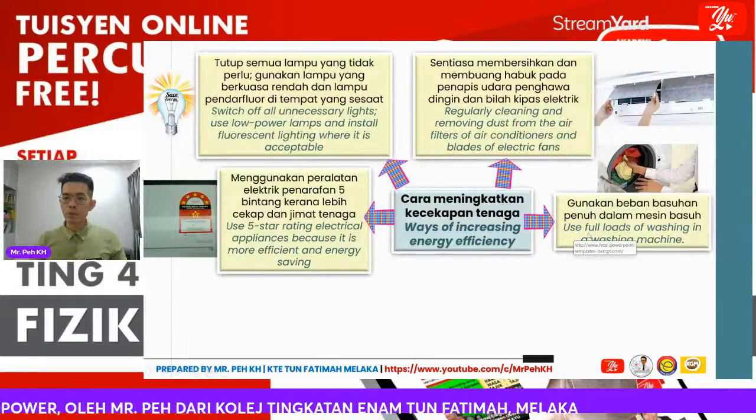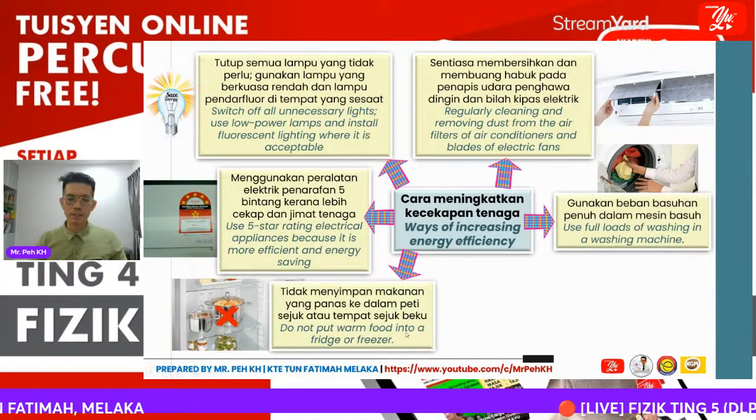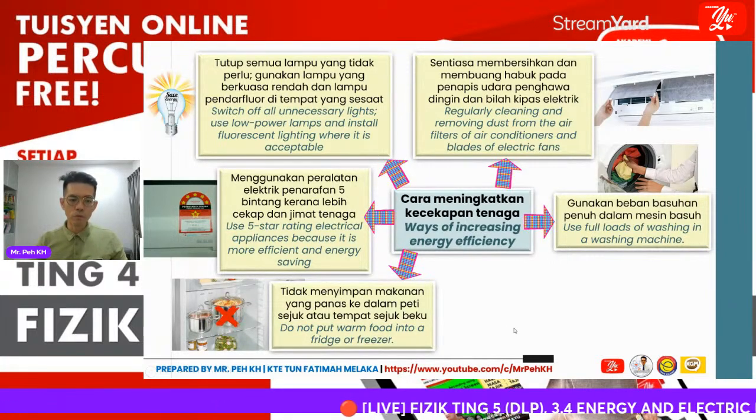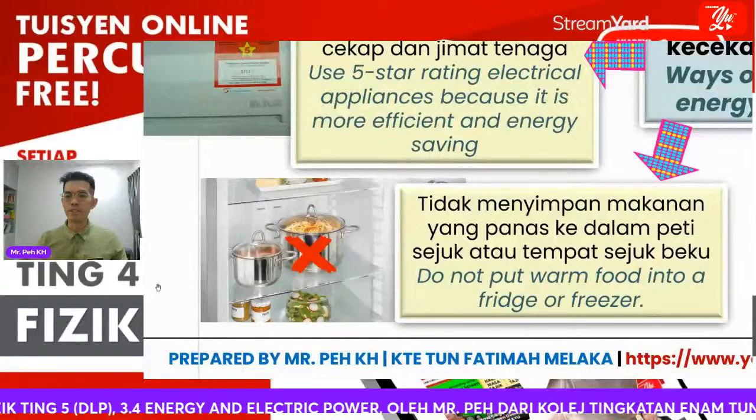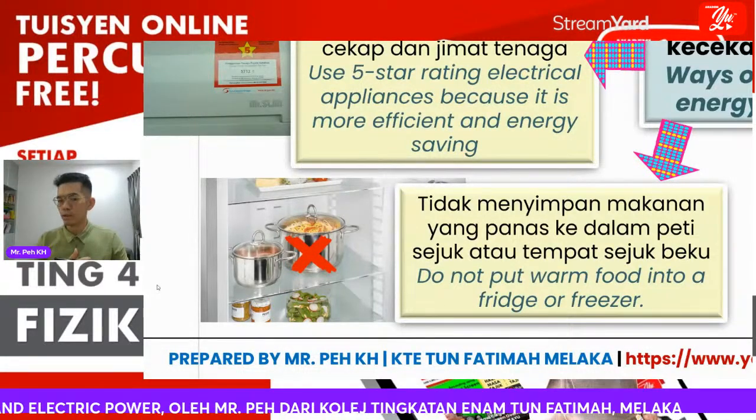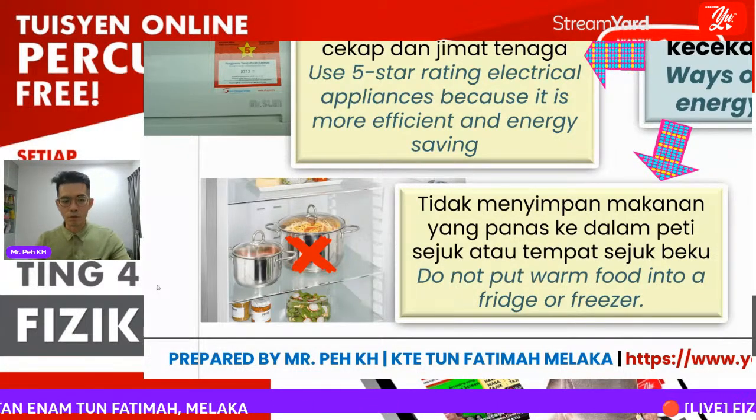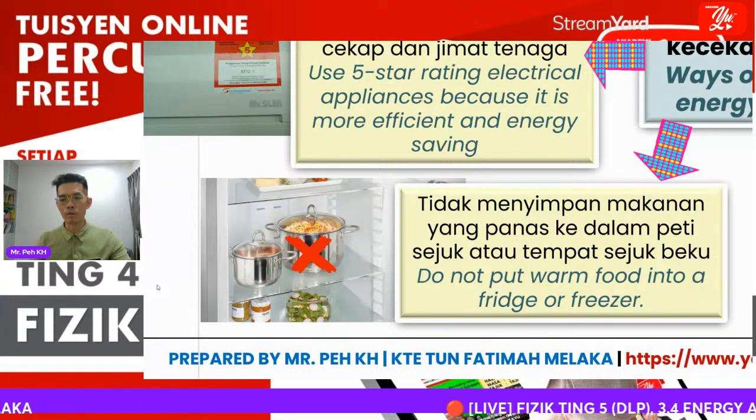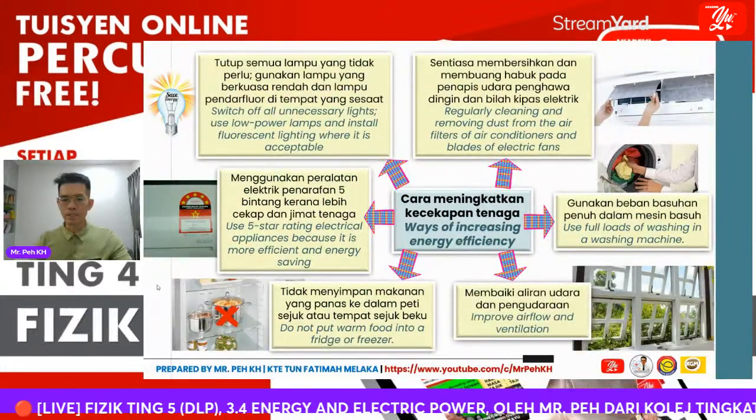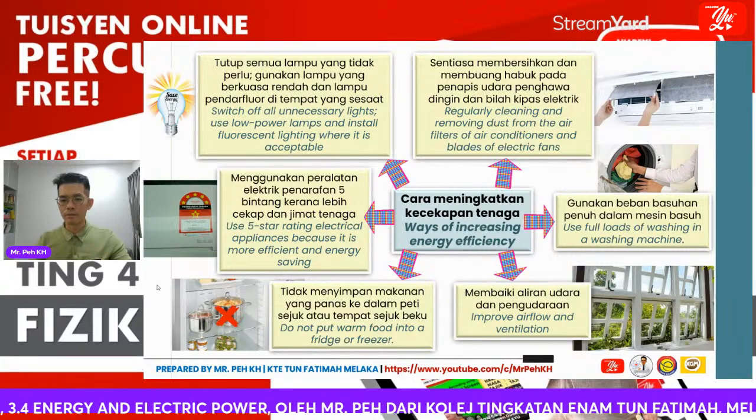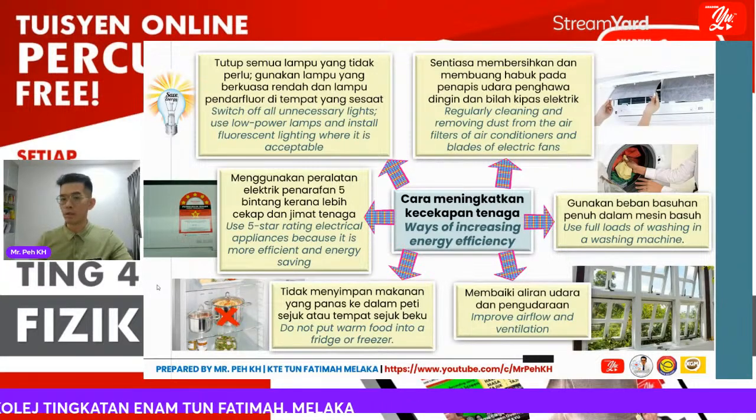Okay, and then the next here, use a full load in the washing machine. Then the next here, do not put warm food into a fridge or freezer. That means the freezer needs to use more energy to reduce the temperature again to the temperature we set. So the energy will be used more when we put hot food inside the fridge. Then the last reference answer here will be improve the airflow and ventilation. That means it will save energy on your aircon.